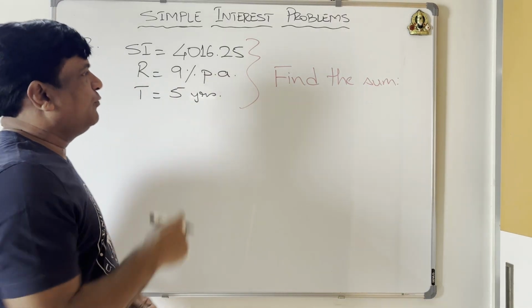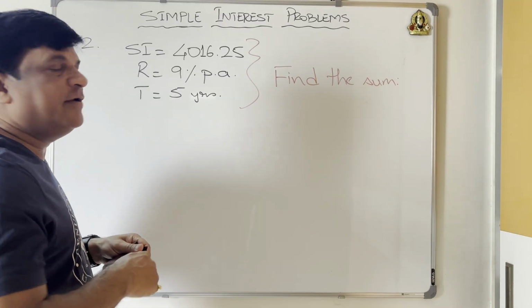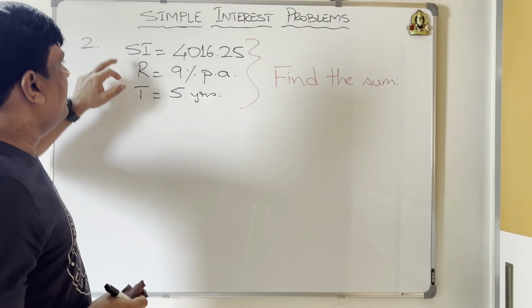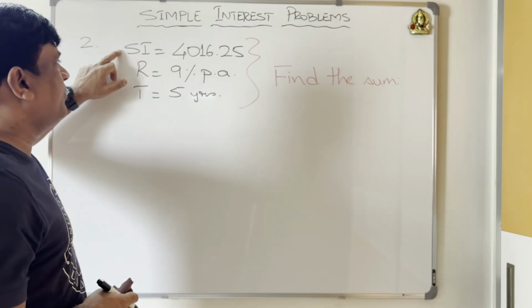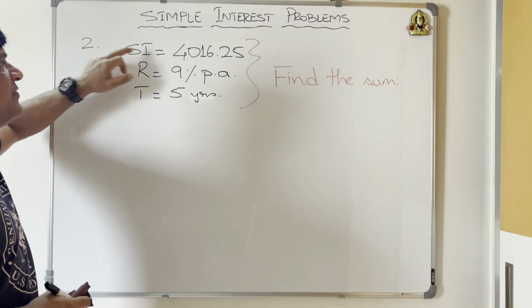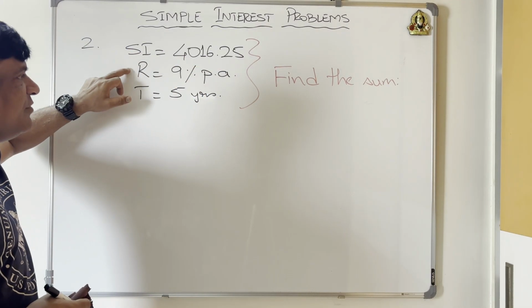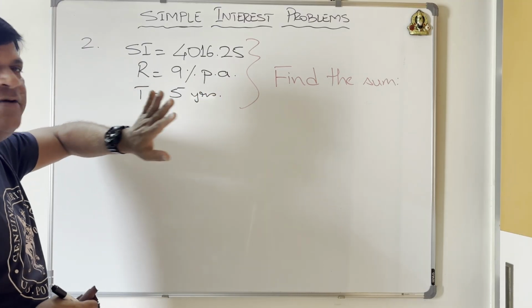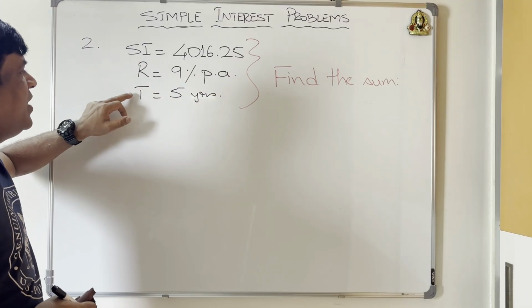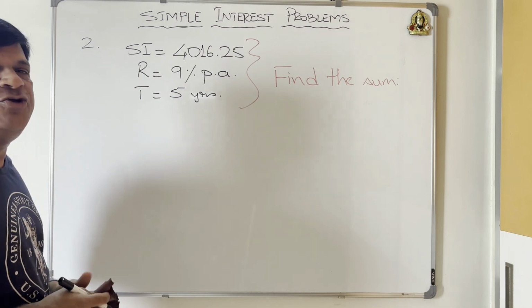Let's move on to the next one. Okay, now if you look at it, this is another variant where they have given you the simple interest of the problem, right? They have given you the simple interest amount. They have given you the rate. Rate is again in per annum. We don't have to do any conversion. Time is 5 years. Now they're asking you to find the sum.